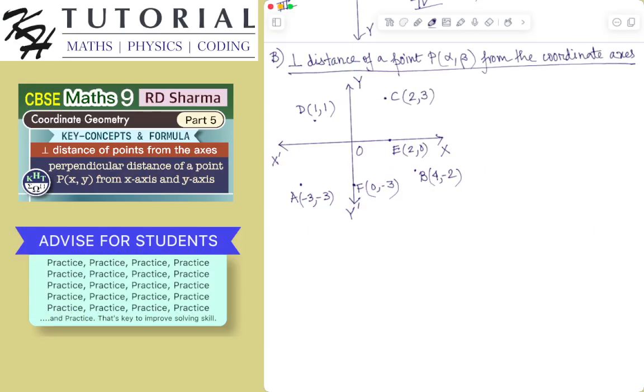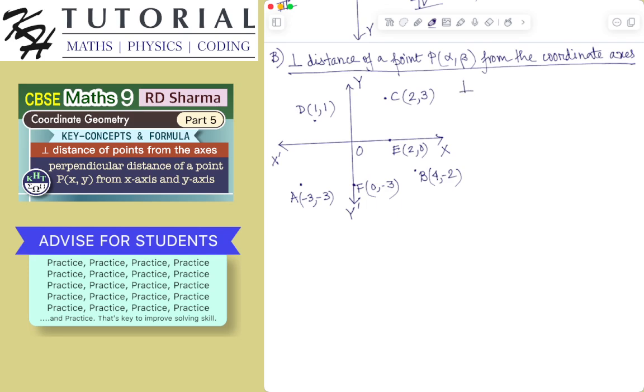Okay, so I have drawn the Cartesian coordinates, that is the y-axis and the x-axis, and I have plotted some points. Now, before that, let's try to understand the general concept of the perpendicular distance of a point. Let's say we have a point (alpha, beta). Alpha is the abscissa or x coordinate and beta is the ordinate or y coordinate. What will be its perpendicular distance from the axes?